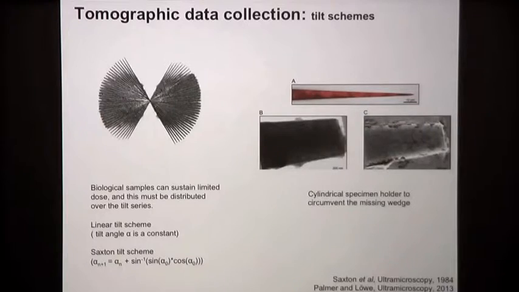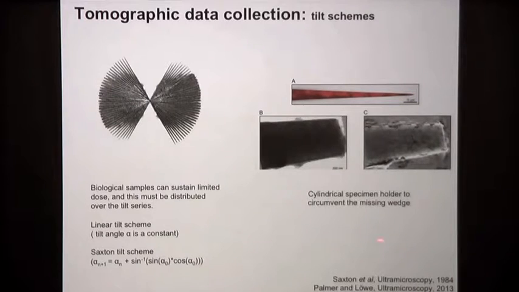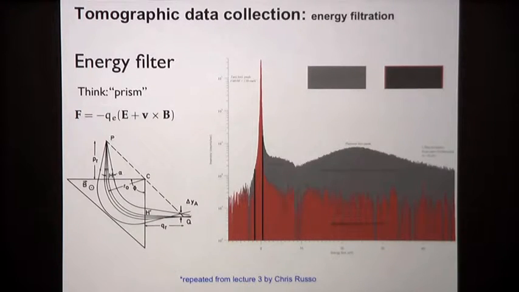Jan Löwe in the lab, my boss, has designed the cylindrical specimen holder, which is cylindrical, so you can tilt it much more, and it allows tilting the stage to plus minus 75 degrees, reducing the missing wedge and reducing the artifacts in the final reconstruction. However, of course, for routine applications this is not possible, and routinely tilt series can only be acquired to plus minus 65 degrees, or close to that.